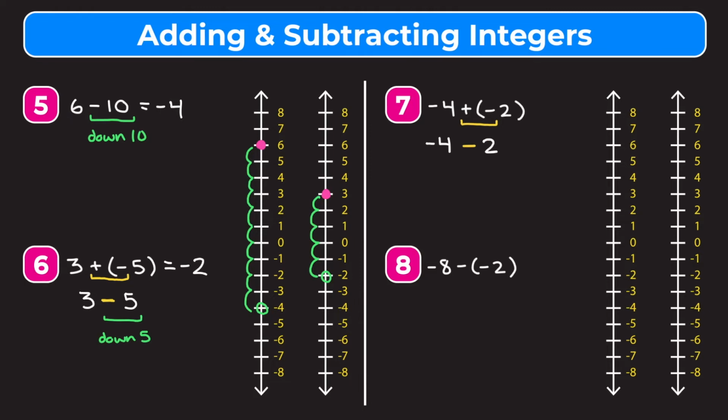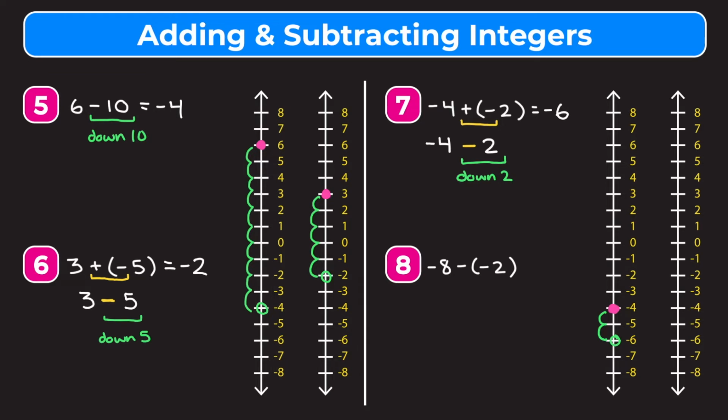So we want to start at negative 4, just all the way down here. And then this minus tells us to go down 2. We're going to go 1, 2 down. And we end up at negative 6. So we get that negative 4 plus negative 2 is negative 6, which again is the same as negative 4 minus 2. Let's take a look at this last one that we're going to do with the number line.